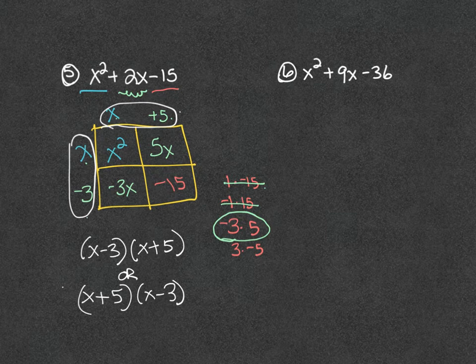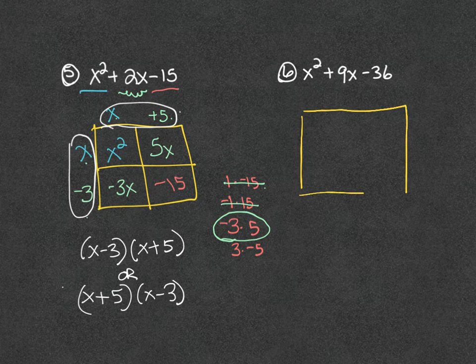All right, so let's take a look at another one of these. I can see that over here I have a quadratic trinomial, x squared plus 9x minus 36. I'm going to start with my x squared right here. That comes from x times x. I'm going to place in my -36.